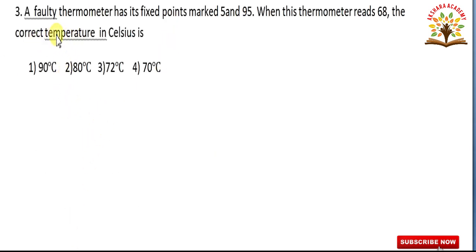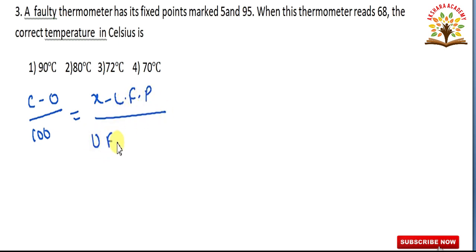In this question, a faulty thermometer has its fixed points marked 5 and 95. When this thermometer reads 68, the correct temperature in Celsius is? We have to find out the correct temperature. First, we are writing the formula: (C minus 0) by 100 is equal to (X minus LFP) by (UFP minus LFP), upper fixed point minus lower fixed point.